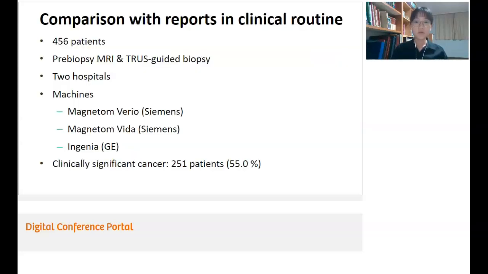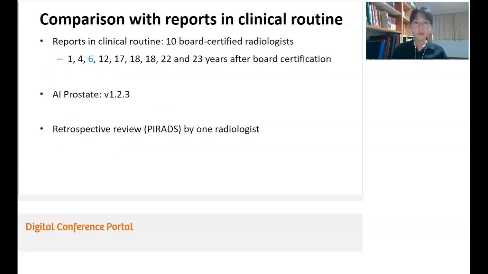The diagnostic performance of AI was also compared with the clinical routine report. The MRI examinations were obtained in 2 hospitals by using one of these machines. In this study, MRI examinations from G machine were included. Clinically significant cancer was diagnosed in 55% of patients. In clinical routine, 10 board-certified radiologists read the images. 1 radiologist performed the retrospective review.